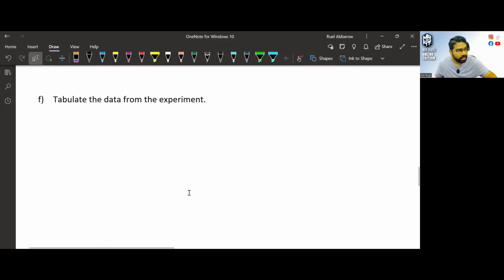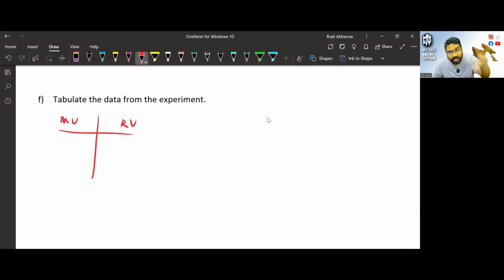Okay. Next, tabulate the data from the experiment. This is very important. So how do you tabulate the data? The standard format will be, first column will be MV, second column will be RV. This is the standard format. Anything else that you measure and observe in the experiment must also be tabulated. If you are doing any calculation, sometimes they require you to calculate the resistance based on the current and the potential difference, then you must also include it in the table.